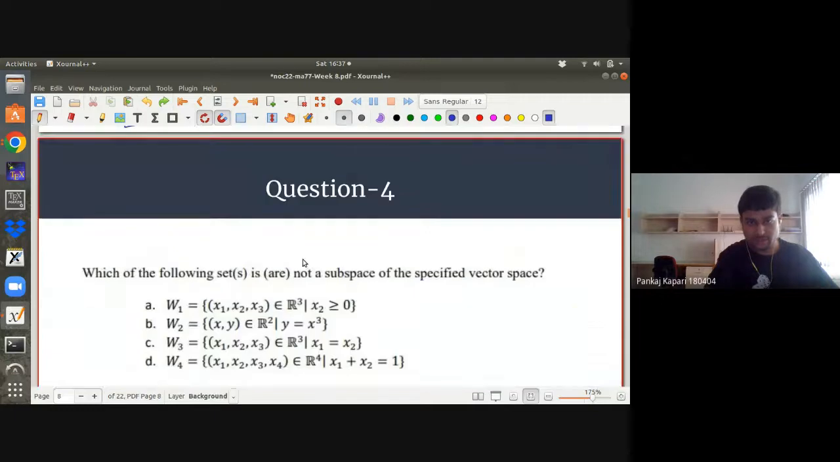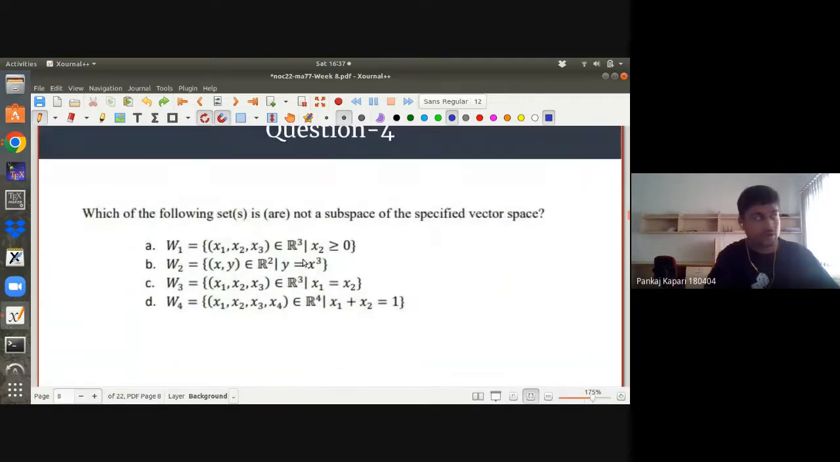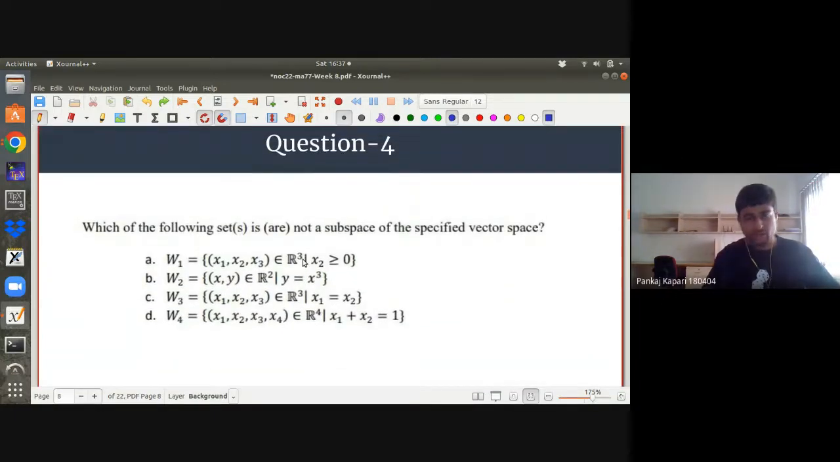Okay, let's start with the fourth problem. Most of the problems are about solving systems of linear equations. So this is a different problem.